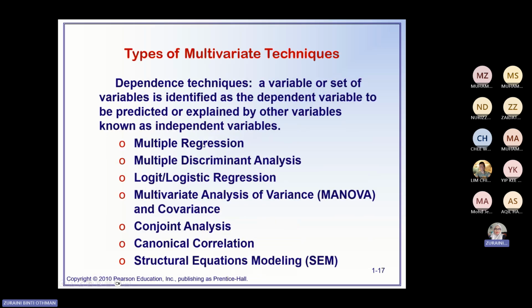And we continue with types of multivariate techniques. We have a lot of multivariate techniques that we usually hear about. First is dependent techniques. A variable or set of variables is identified as the dependent variable to be predicted or explained by other variables known as independent variables. For example, the types of multivariate dependent techniques are multiple regression, multiple discriminant analysis, logistic regression, MANOVA, multivariate analysis of variance, and covariance.